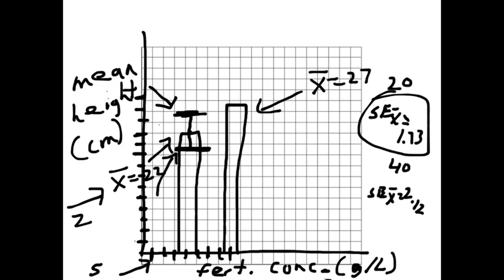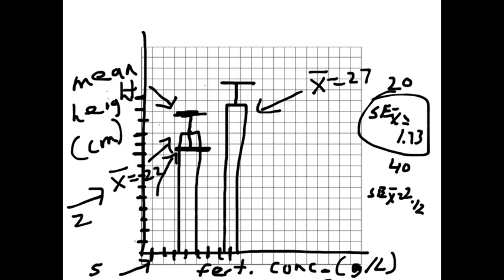Let's do the same thing for our 40 gram per liter sample. So our standard error of the mean for that one was 2.12. We want to multiply that by 2, so that puts us at 4.24. We need to go up from the mean 4.24. So if we take 27 and add to 27 4.24, that gives us 31.24. So we need to go up to 31.24. So let's see, that's 28, 30, so that's going to put us somewhere in there.